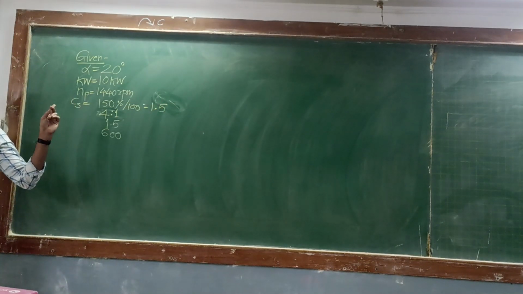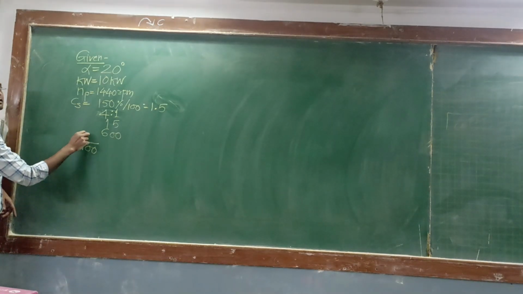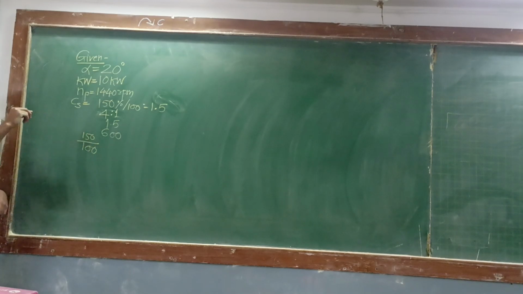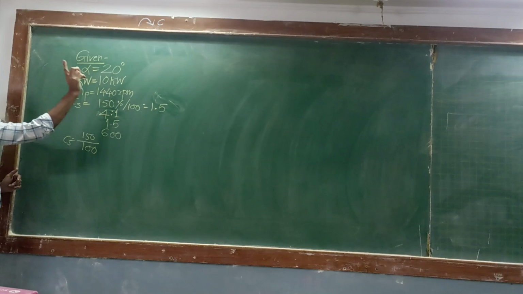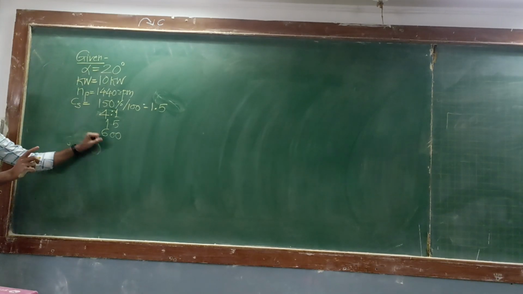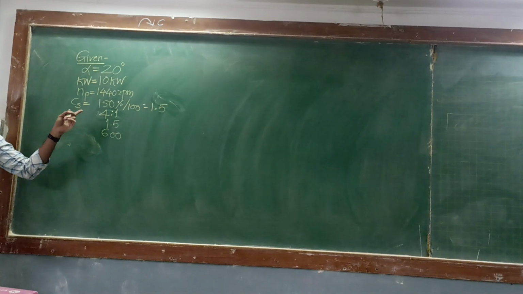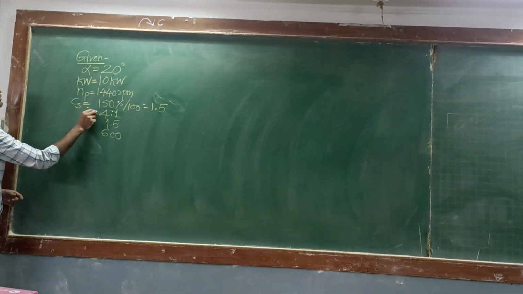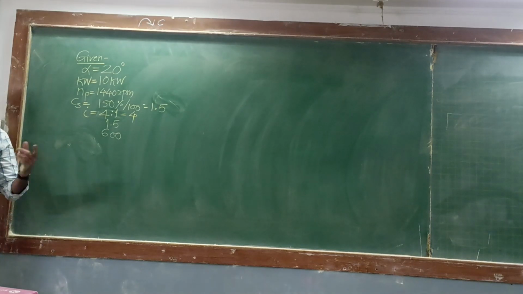It may not be given directly. Starting torque is 150%. So if you take rated torque as 100, starting torque is 150. Are you getting it? That's why CS is equal to 150 upon 100, that is 1.5. Next is speed reduction is 4:1. So what is this? I is equal to 4:1 means this value is equal to 4. I is 4.